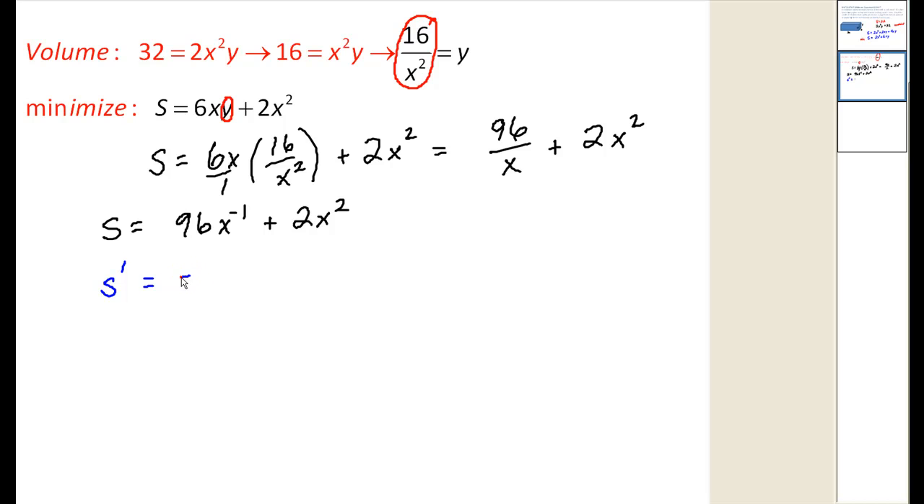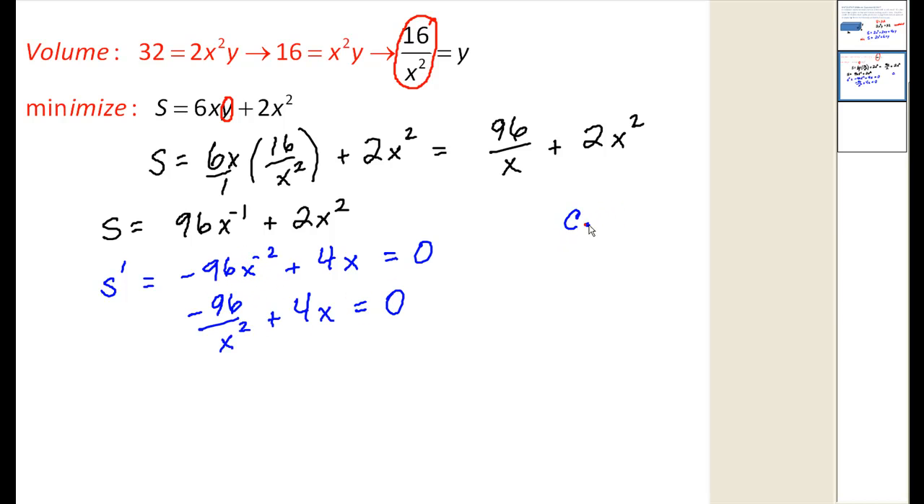So we'd multiply by -1 and subtract 1 from the exponent. Here we're going to use our power rule. And we want to know when this is equal to 0 or undefined. So let's rewrite it again. By the way, I know this would be undefined when x is equal to 0, so that would be a critical number. But in this case, we can discard it because a box with width 0 would have 0 volume.